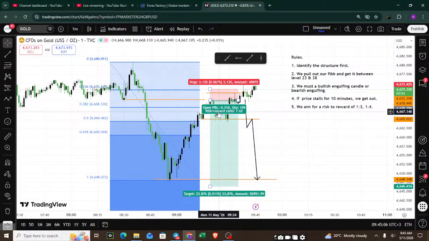So instead of losing my whole 1%, I may lose maybe 0.3% or 0.25%. But when I get a win, I get a huge chunk. I make at least 3% or 4%. And that is the whole idea of trading. You lose less, you win more.